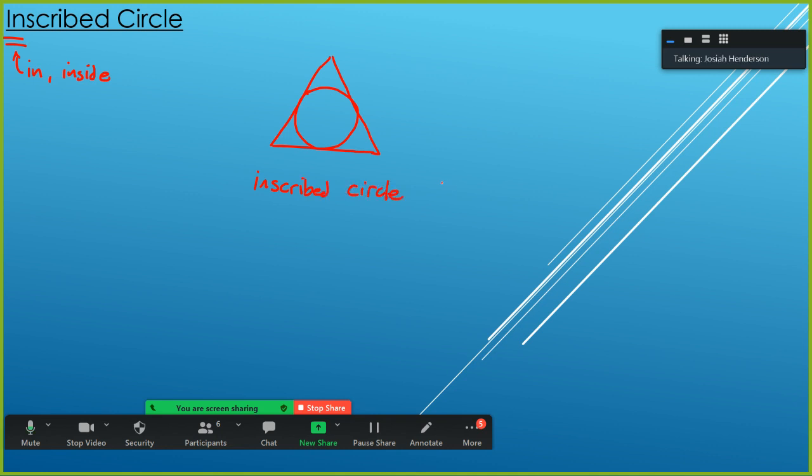Now, I should also say that it's important that it's not just inside, right? The sides of the triangle are each intersecting the circle at one spot, kind of like a tangent line. We talked about tangents last week, but it's inside instead of going through on the outside. So the inscribed circle in a triangle: the circle is intersecting the triangle at one point on each side.